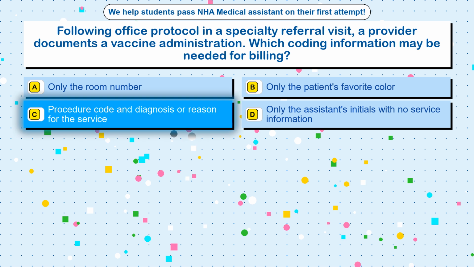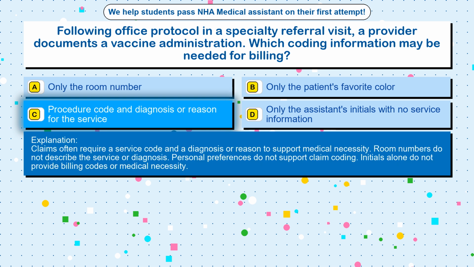The correct answer is option C. Procedure code and diagnosis or reason for the service. Claims often require a service code and a diagnosis or reason to support medical necessity. Room numbers do not describe the service or diagnosis. Personal preferences do not support claim coding. Initials alone do not provide billing codes or medical necessity.